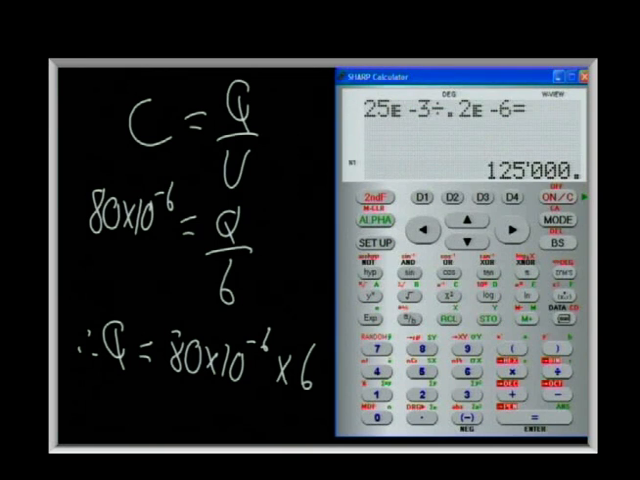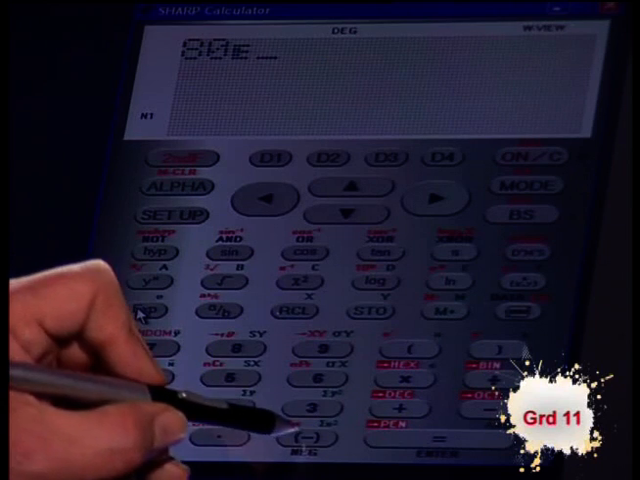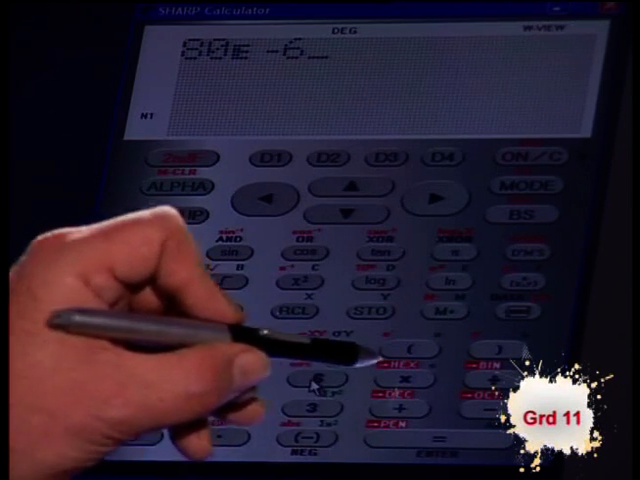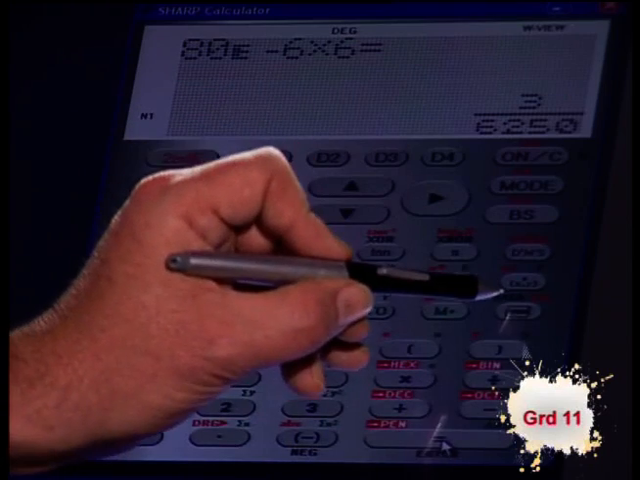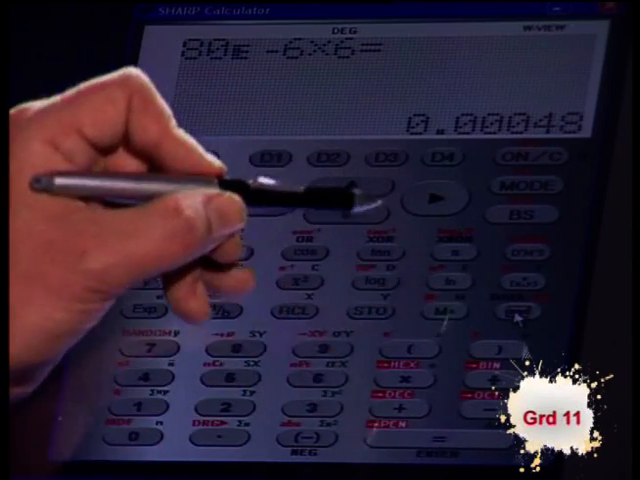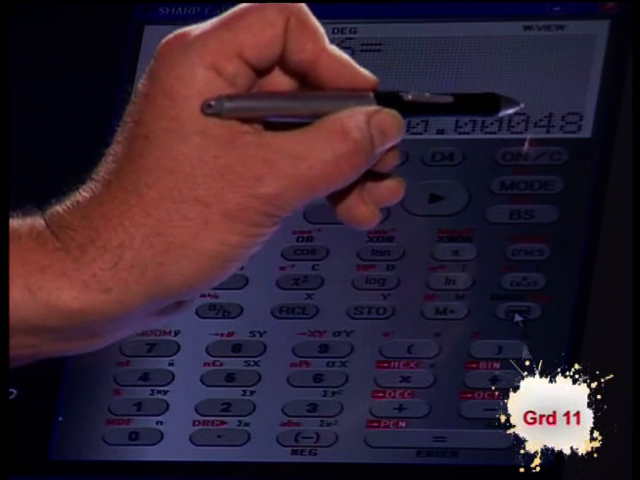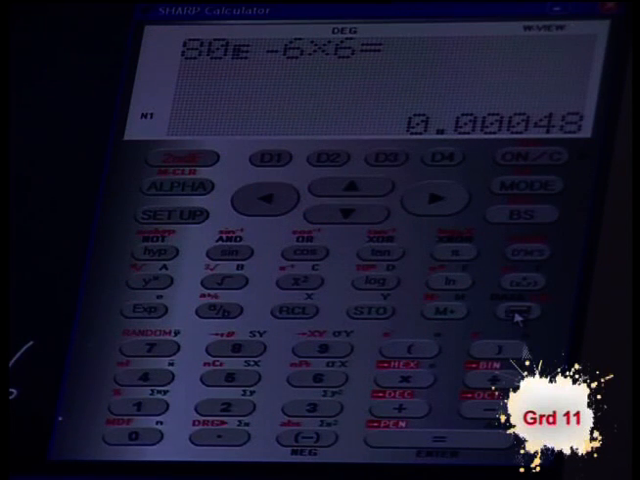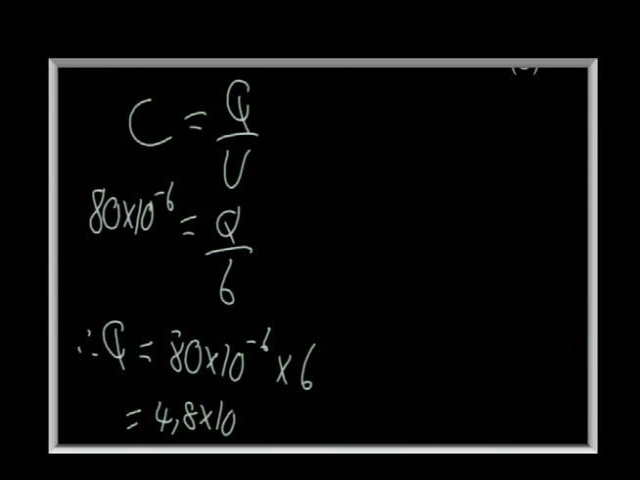Take your calculator, depend on it, 80 exponent minus 6 times 6 equals, get it into a usable form, and there we go. It's going to be in your exponential notation, that's 4,8 times 10 to the minus 4. So let's write that down. It's equal to 4,8 times 10 to the minus 4 coulombs.